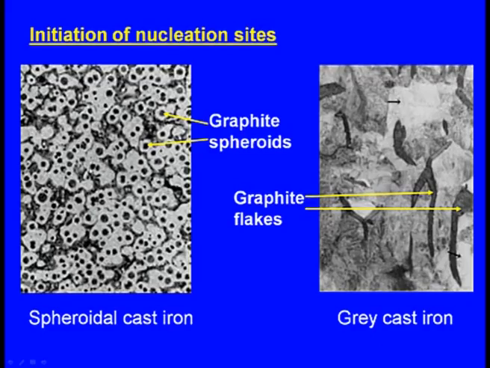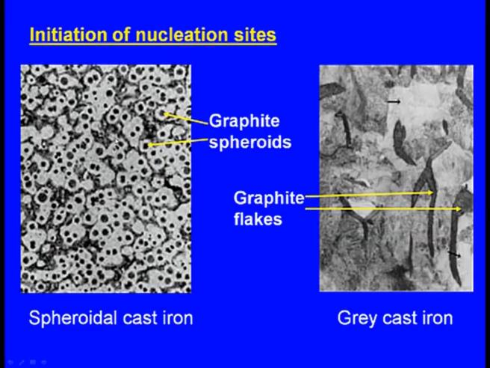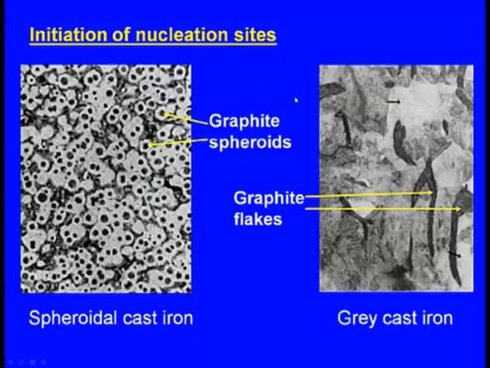Now, here we can see the structure of the spheroidal cast iron, and so many spheres are there, we can see so many spheres. These are all the graphite spheroids. These spheroids improve the mechanical properties of the spheroidal cast iron, or the ductile cast iron, or the nodular cast iron, whereas the microstructure of the gray cast iron is like this. It is not so favorable as far as the mechanical properties are concerned.